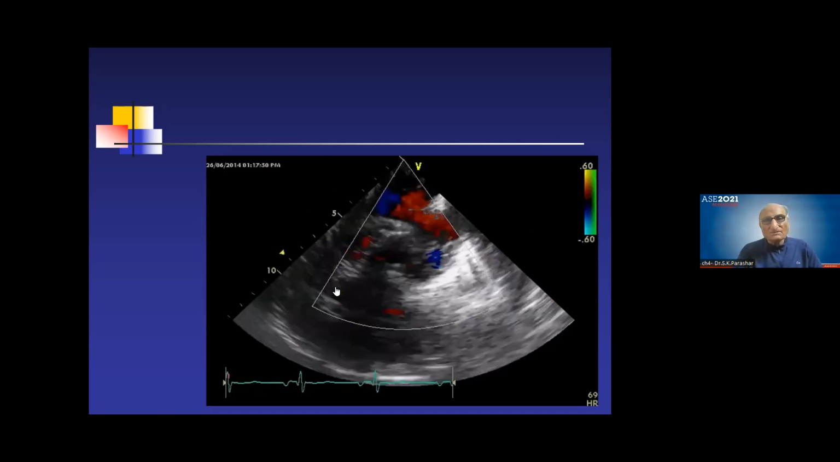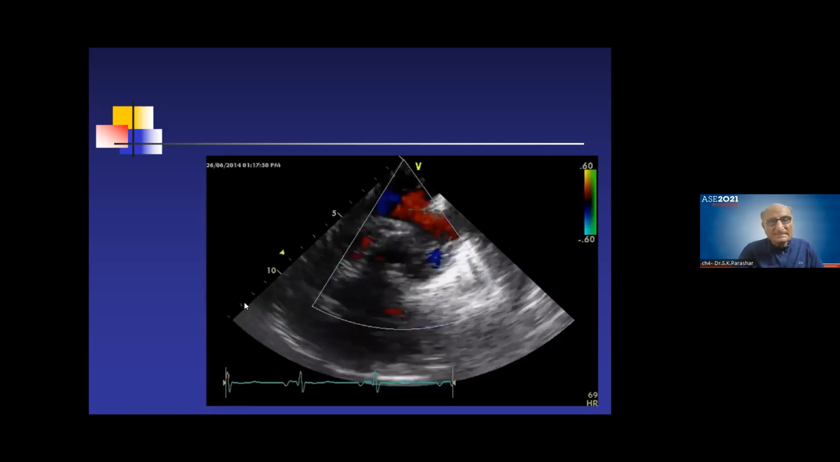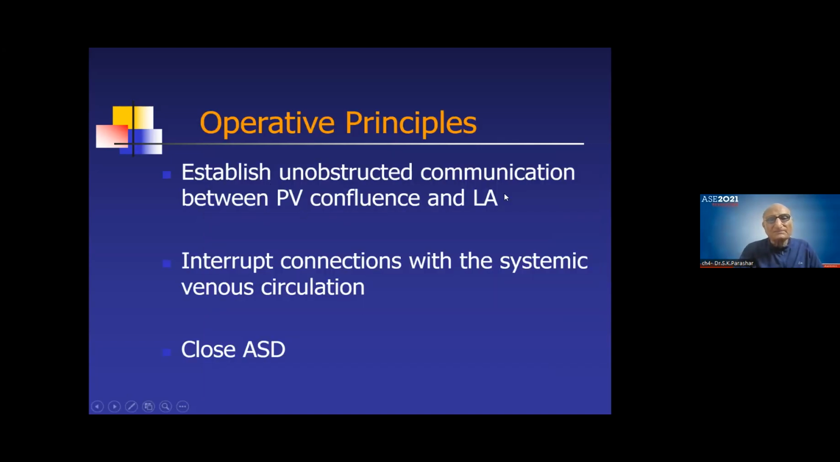So what the surgeon does is he closes the ASD, and creates a communication between the pulmonary vein confluence and the LA. So he makes a connection from the pulmonary vein confluence into the LA and closes the ASD.